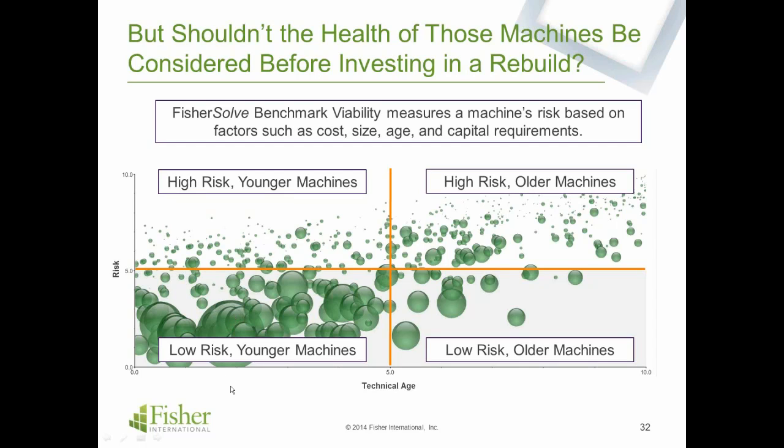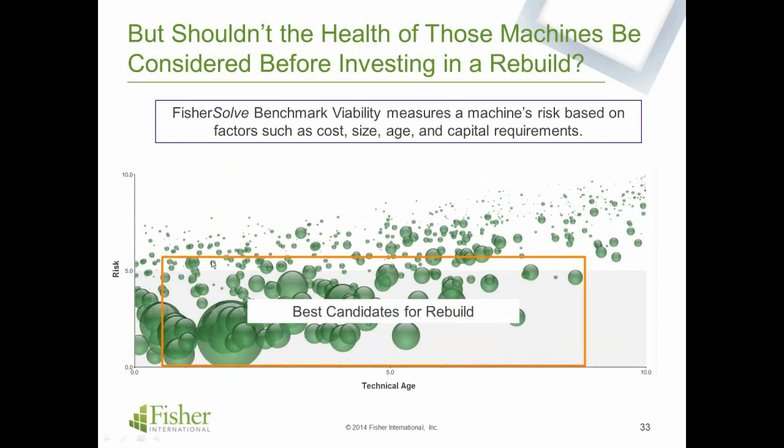So if I were trying to predict which of these machines would be most likely to undergo a rebuild, I'd probably focus on these machines that are in this box. Now you could argue that the box needs to be brought this way or up a little bit, but the point is that we can use this information that we know about these machines to determine which of them are most likely to be candidates for investment in a rebuild.